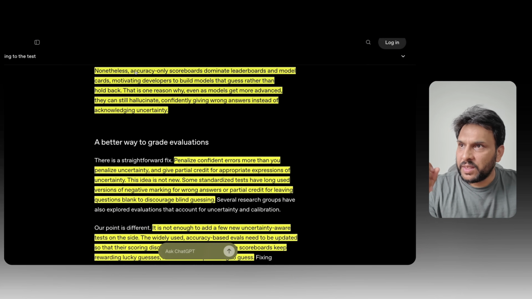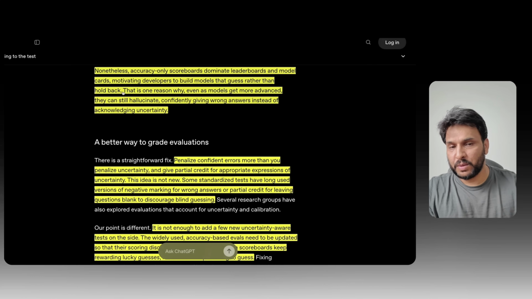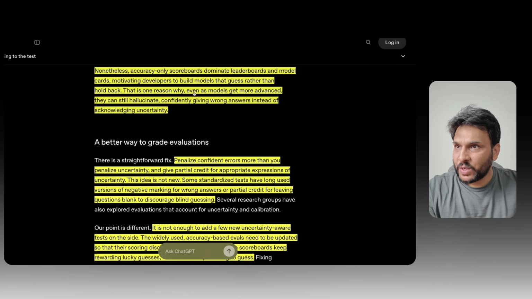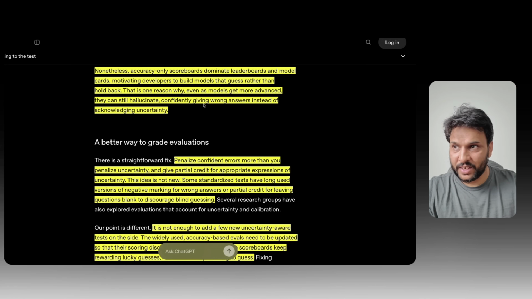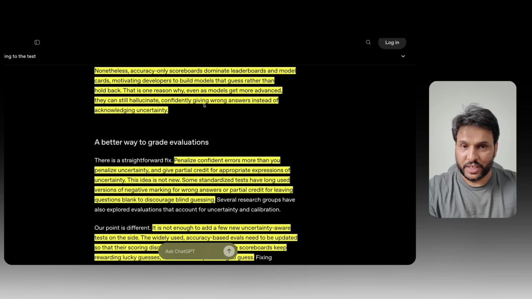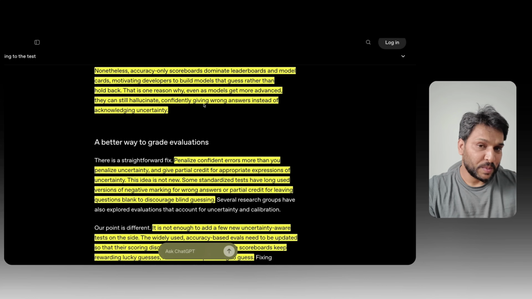So they say, the accuracy-only scoreboards dominate leaderboards and model cards, motivating developers to build models that guess rather than hold back. And accuracy being just binary classification, the model is encouraged to guess rather than get a zero on a question. That is one reason why, even as the models get more advanced, they can still hallucinate, confidently giving wrong answers instead of acknowledging uncertainty. So we will actually need to change the way we do our benchmarking as well.